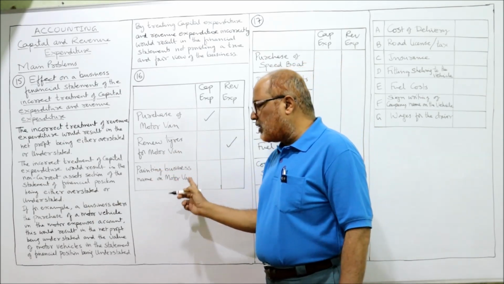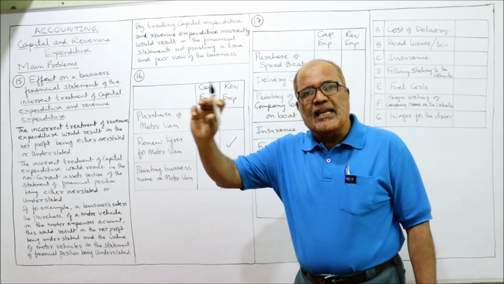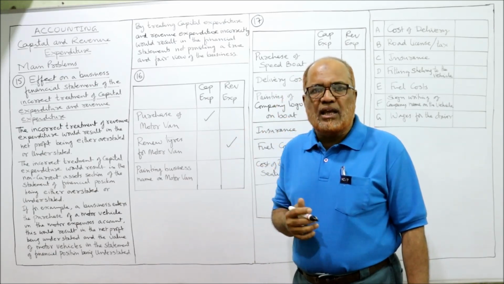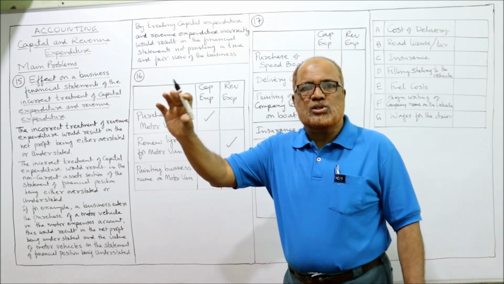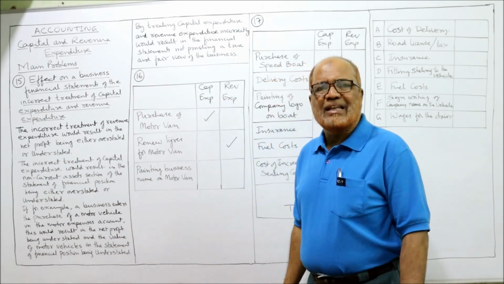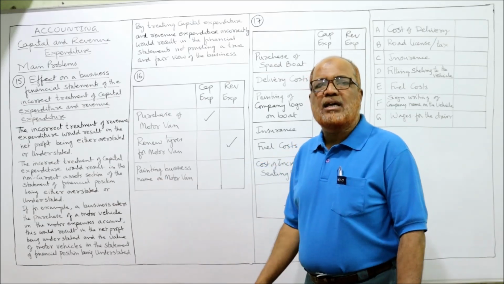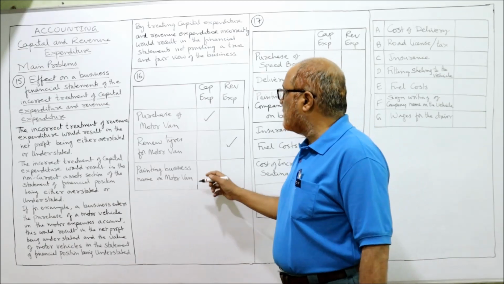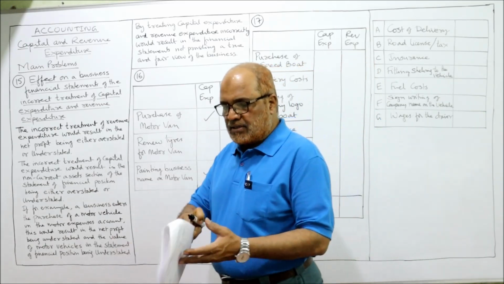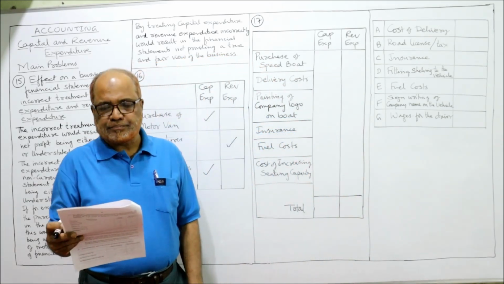Painting business name on the motor van. The logo or name is written on the motor van. It will be done only once. Every now and then we will not change the name. Once the name is written on the van, that is for the lifetime. So it is done only once. So writing the name of the business on the motor van is a capital expenditure. That's it. So the 16th one is completed. Now the 17th problem is the last and final problem.